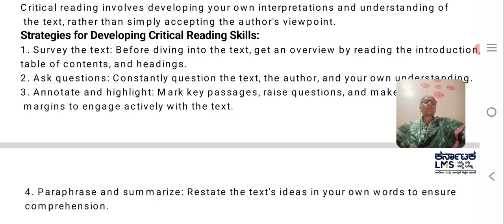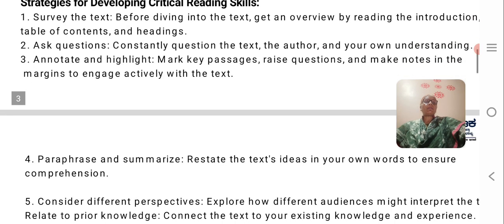So, whenever you begin to read the text, highlight all these points, mark these key passages, or raise these questions, and make notes in the margin to engage actively with the text. Whatever you have learned, whatever questions you have answered, write it down, paraphrase, or summarize it. Restate the text's ideas in your own words so that comprehension is ensured.